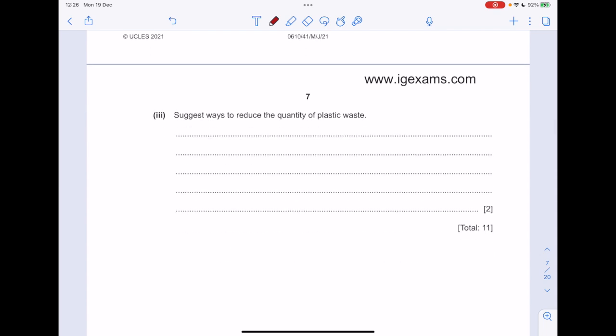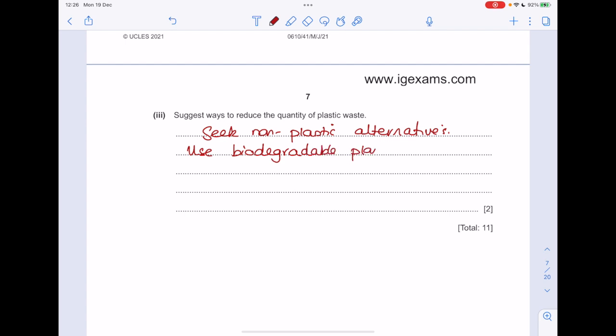Suggest ways to reduce the quantity of plastic waste so you could seek non-plastic alternatives. You could use biodegradable plastics. You could recycle plastics. All of this will stop this plastic waste being dumped in the oceans.